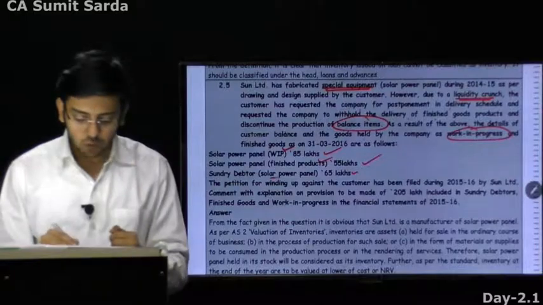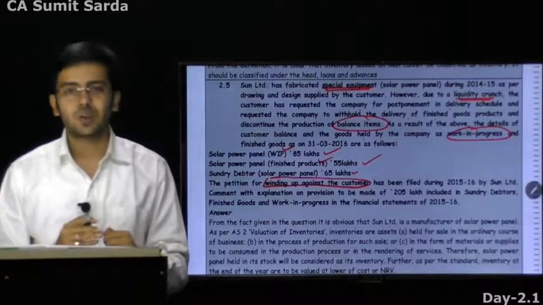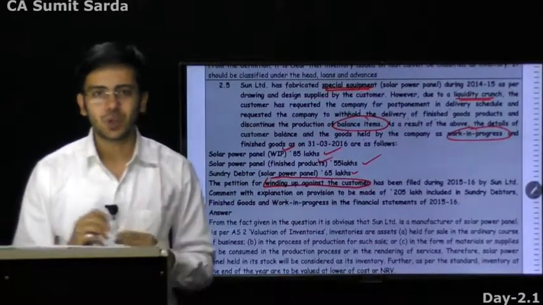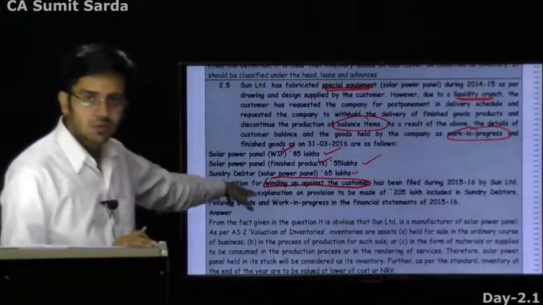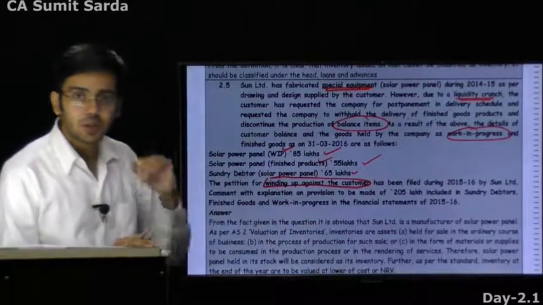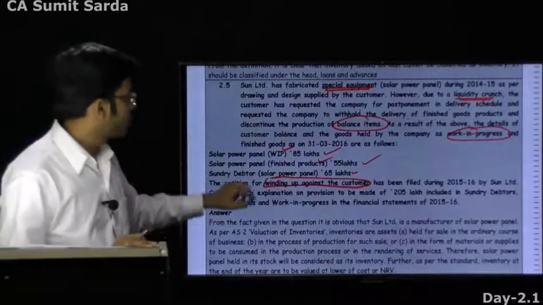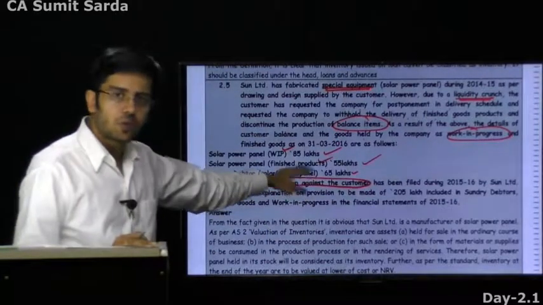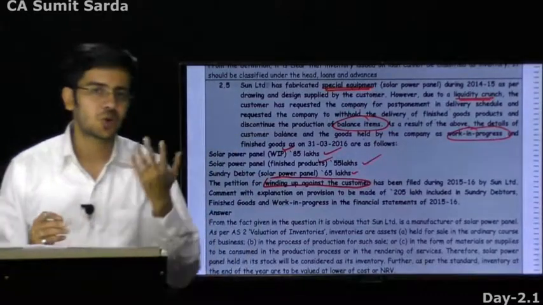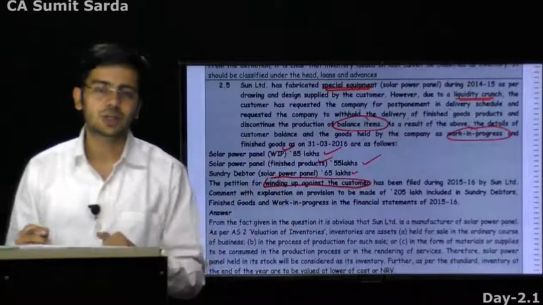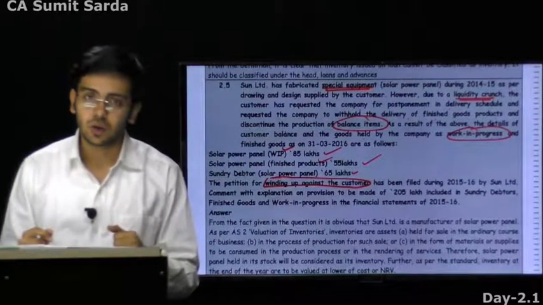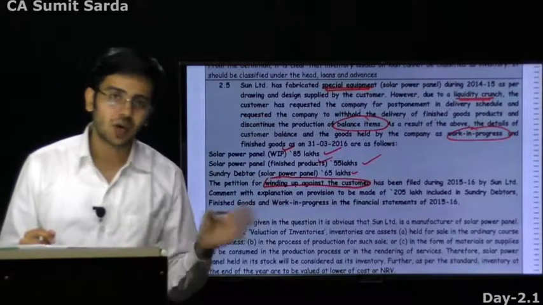Now the petition for winding up with the customer has been filed. Now the customer to whom you have sold has actually filed a petition. He is not going to pay you anymore. And these are special equipments, specially designed for the customer, cannot be sold to any other person. So now you have specialized equipment which are fully completed worth 55 lakh, half completed worth 85 lakh, and 65 lakh rupees worth of inventory is already been given, which you are not going to get as a return. You cannot ask as a return because the person has filed a winding up petition. Now the question is, how are you going to value all this?